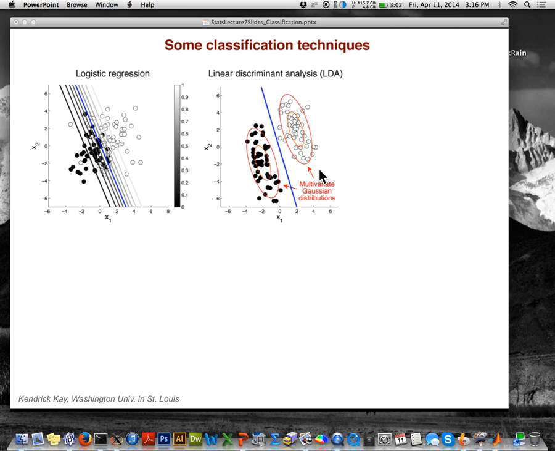So the logic makes sense. You first model the data distribution and then do classification by deciding, based on those fitted Gaussians, what is the optimal decision boundary. All right, let's look at this one.